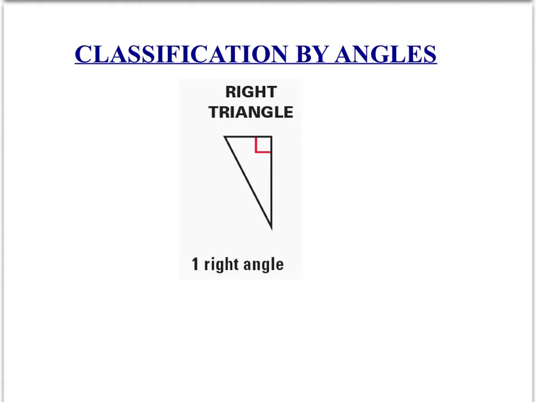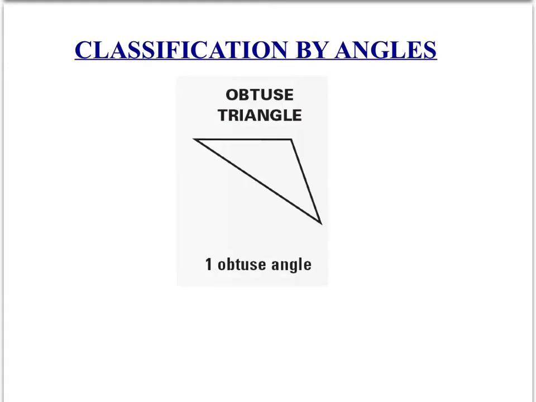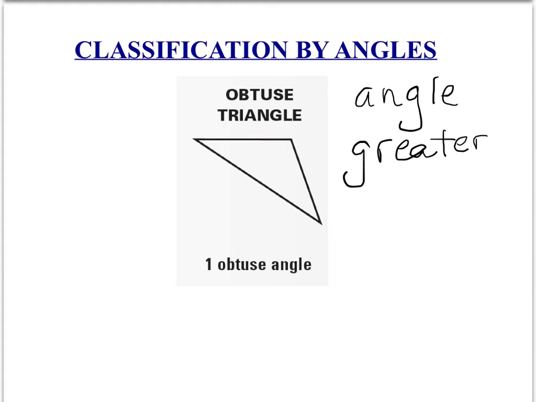Okay, right triangle means you have one right angle in your triangle. Obtuse, meaning you have one obtuse angle. Remember, definition of obtuse is an angle that's greater than 90 degrees. So anything above 90, we identify that as an obtuse triangle.